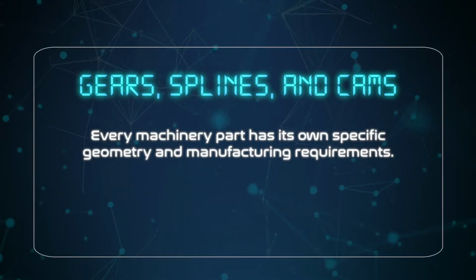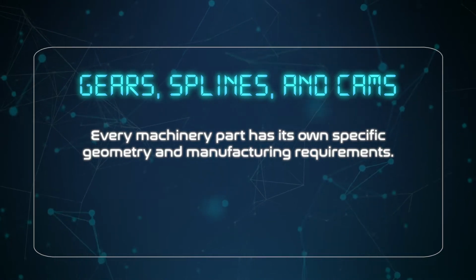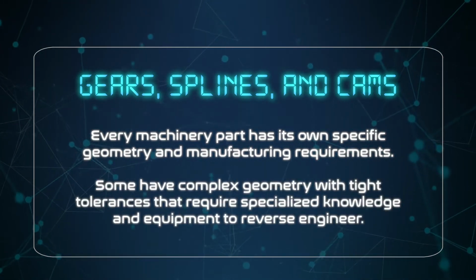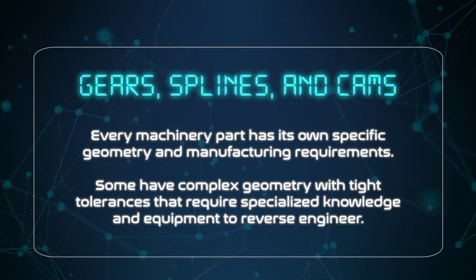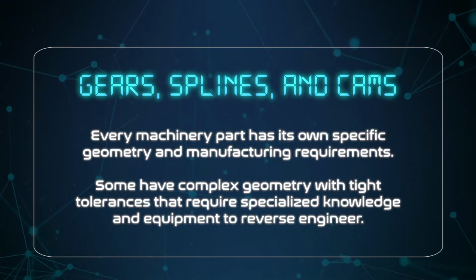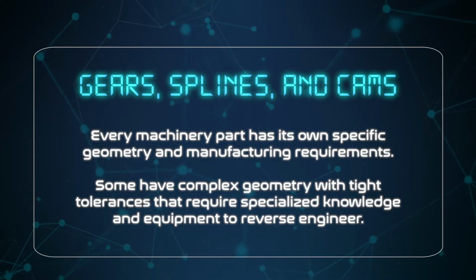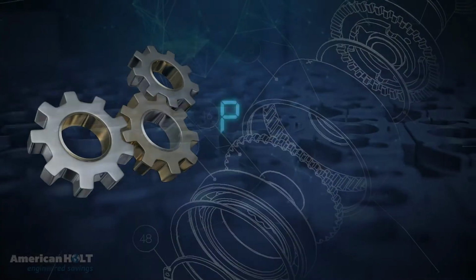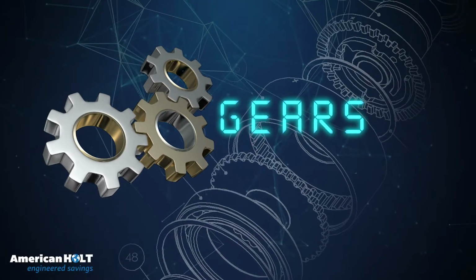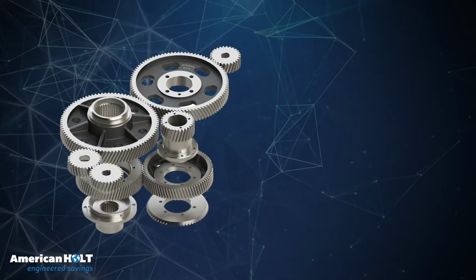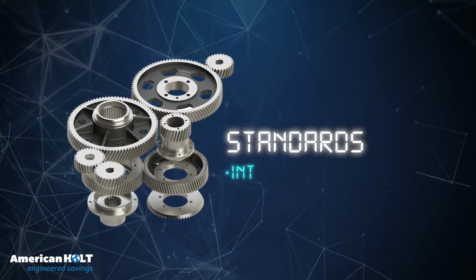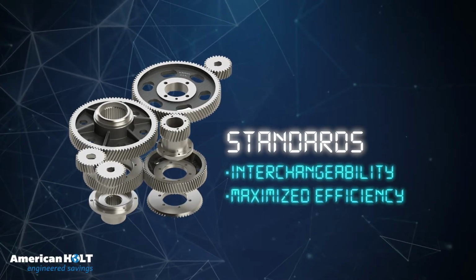Every machinery part has its own specific geometry and manufacturing requirements. Some have complex geometry, with tight tolerances that require specialized knowledge and equipment to reverse engineer. Gears are ubiquitous pieces of equipment with very specific shapes. The geometry of gears in modern machinery conform to various standards that allow interchangeability and maximized efficiency.